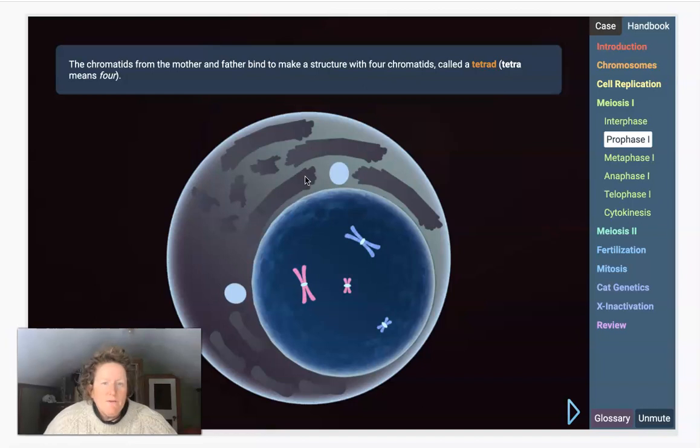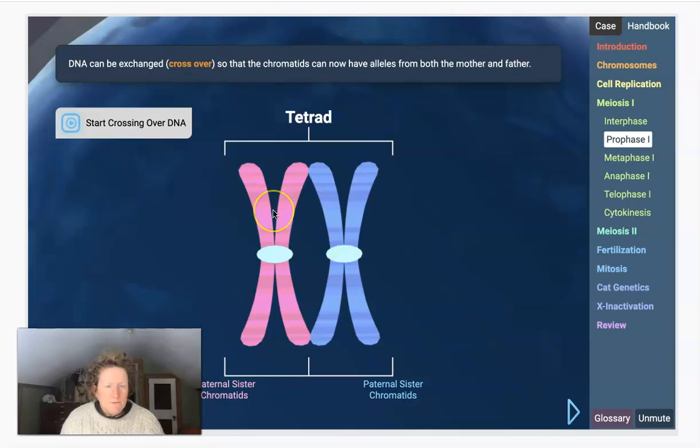The chromatids from the mother and father bind to make a structure with 4 chromatids called a tetrad. Tetrad means 4. So there's the tetrad. Now this is really important, and this is a big difference from mitosis. Mitosis, you don't get tetrads. Just the single chromosomes line up on the metaphase plate, and crossing over, which we're about to look at, where the 2 chromosomes exchange DNA, they switch parts, that crossing over, which results in variation, genetic differences among individuals, new combinations of alleles, that's pretty cool, and it creates unique chromosomes, combinations of alleles that have never existed before.